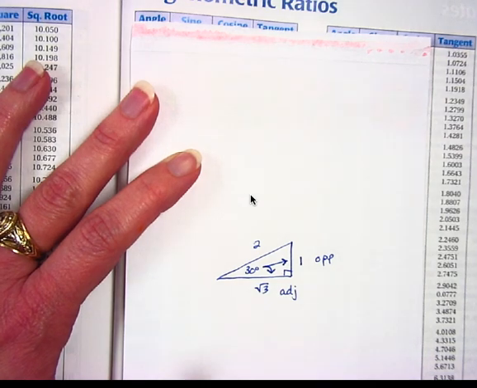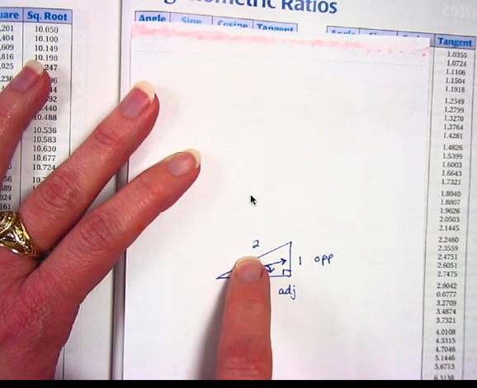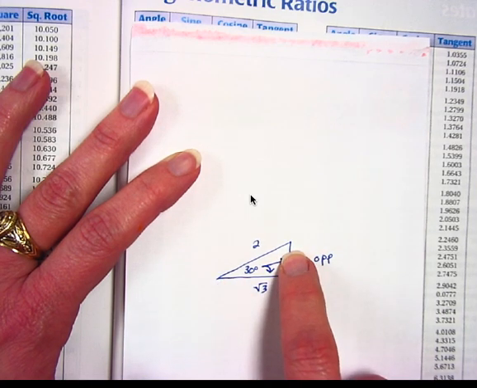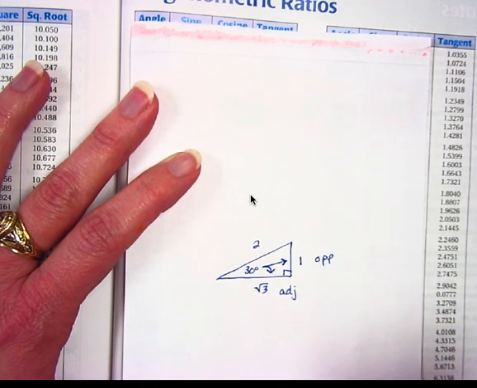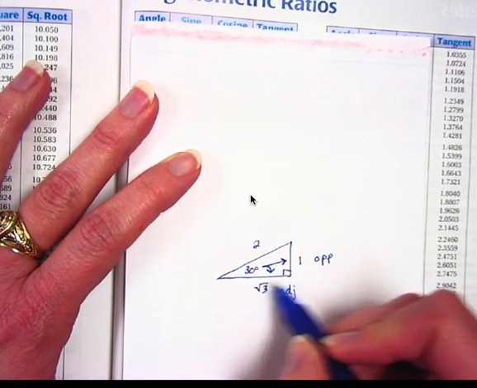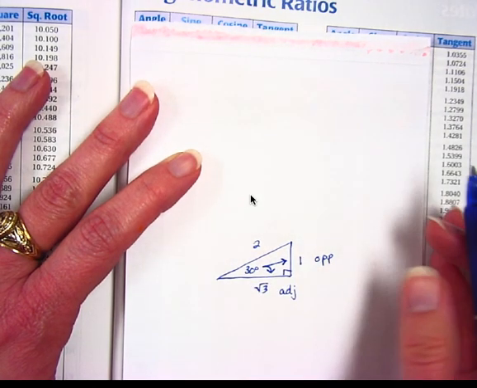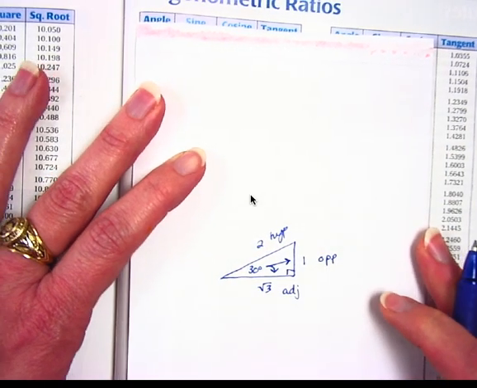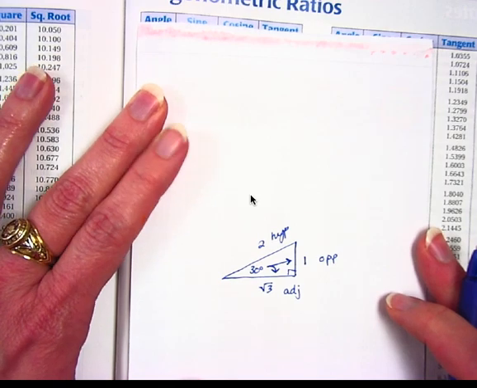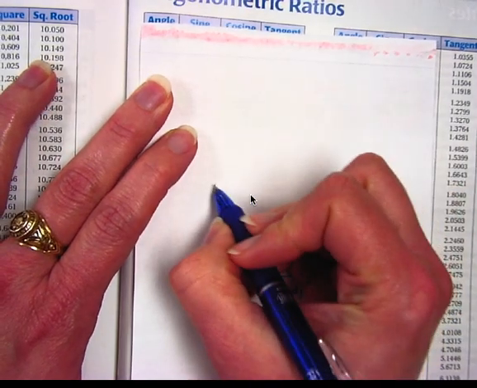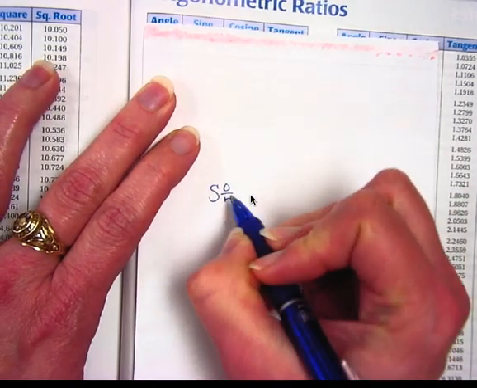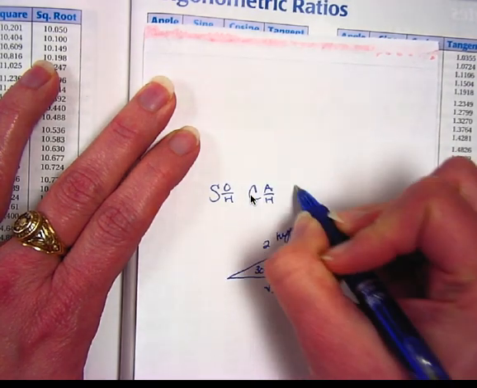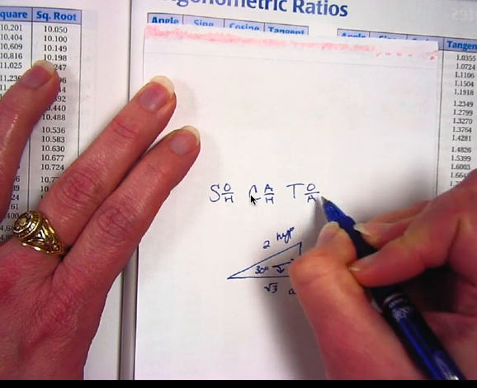Now, you might be like, well, what about the 2? It's also adjacent, but the 2 only has one job. It's the hypotenuse. The hypotenuse doesn't get to be adjacent. So the opposite and adjacent are only going to be on the sides that form the right angle. The hypotenuse will always stay the hypotenuse. All right, so in the video, we had SOHCAHTOA, right? Now, I write SOHCAHTOA like this. Sine is opposite over hypotenuse. Cosine is adjacent over hypotenuse. And tangent is opposite over adjacent.